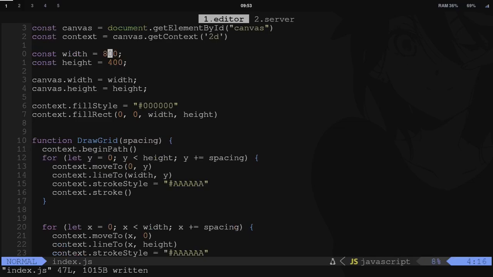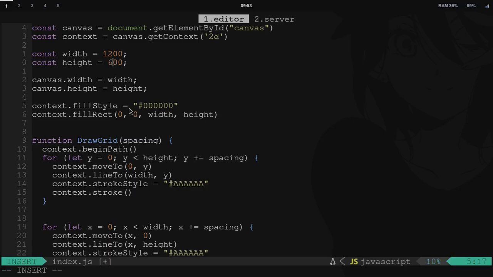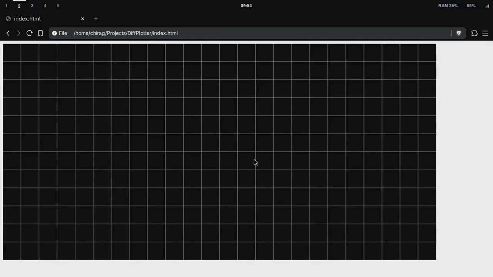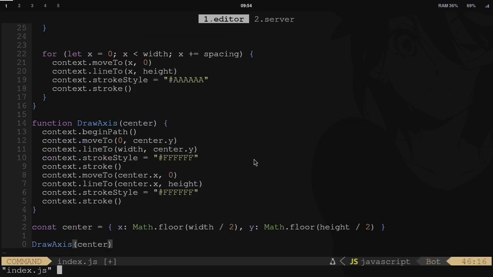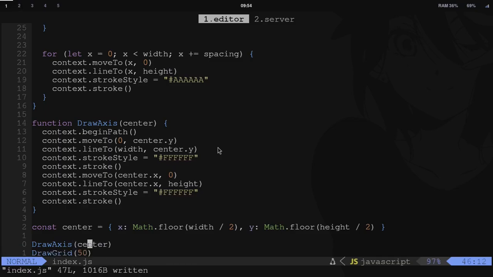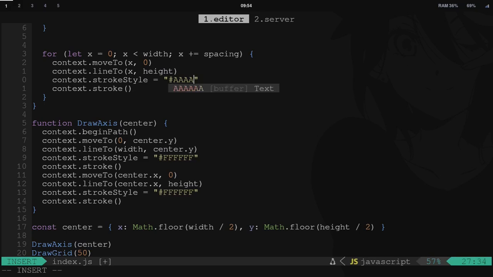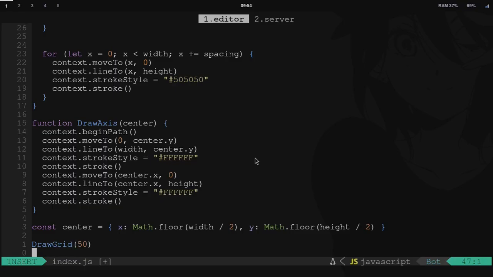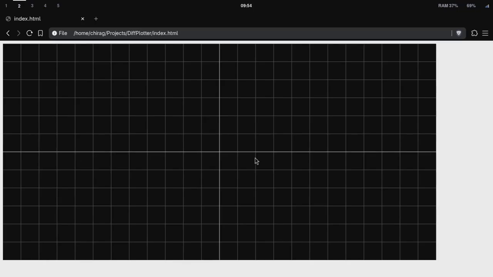Also, let's increase this height and width. Okay, so width is too much. Let's go with 600. Okay, this is nice. So this is our center. The grid is way too much white. I need it to be darker. So 50, 50, 50. Yeah, it is fine, I guess. And draw axis on the top. Yes. So it's nice.